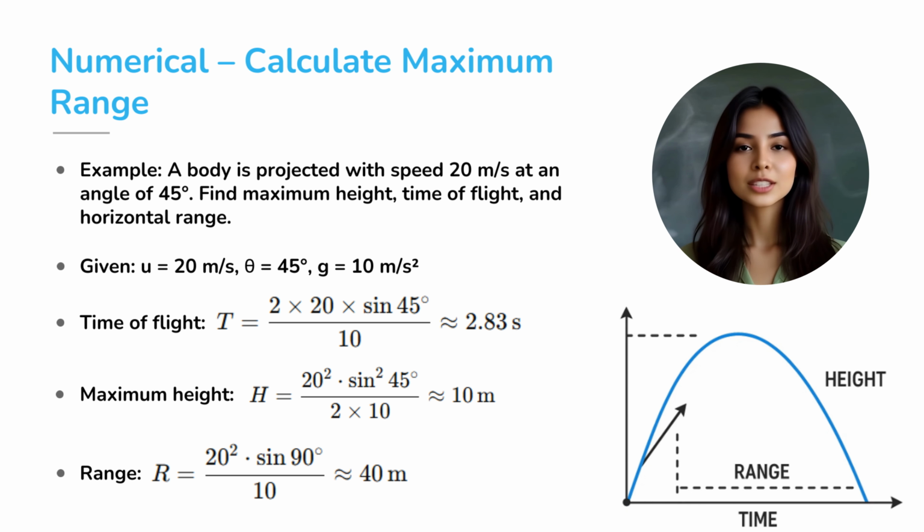So, the object stays in air for about 2.8 seconds, reaches a height of 10 meters, and lands 40 meters away. The diagram here shows this complete motion visually.